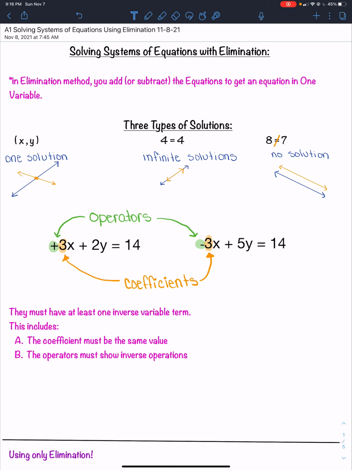Another example was no solution, when we had two parallel lines that never crossed, they never touched. Right, so for example, 8 does not equal 7, so that would be no solution. 15 does not equal -3, no solution.